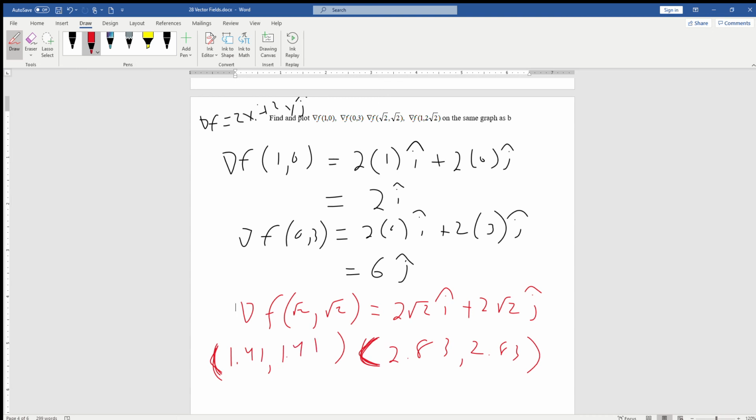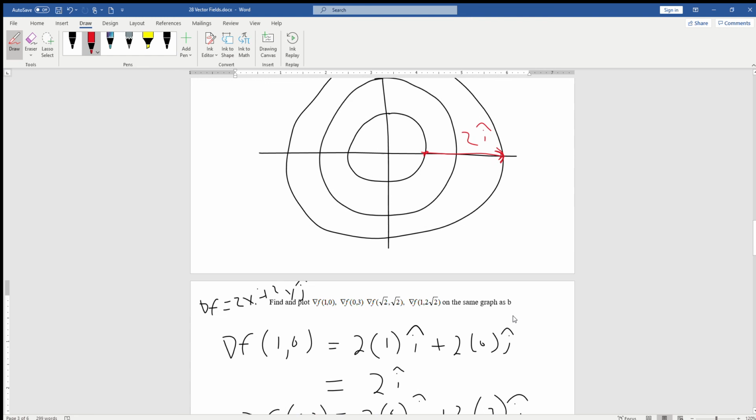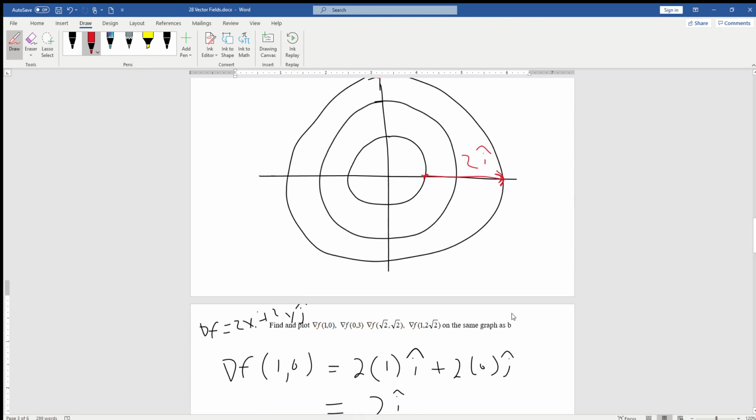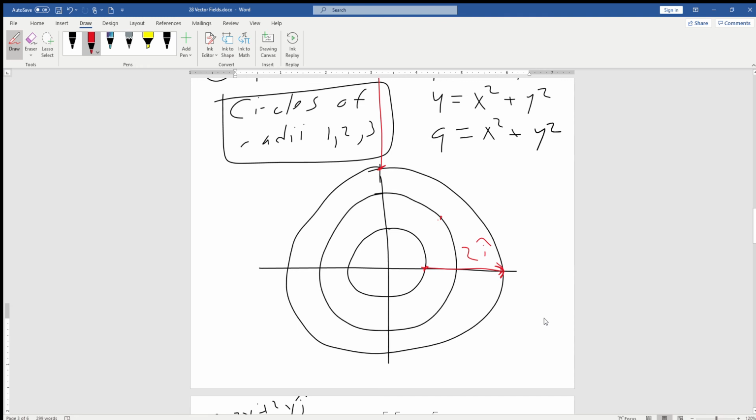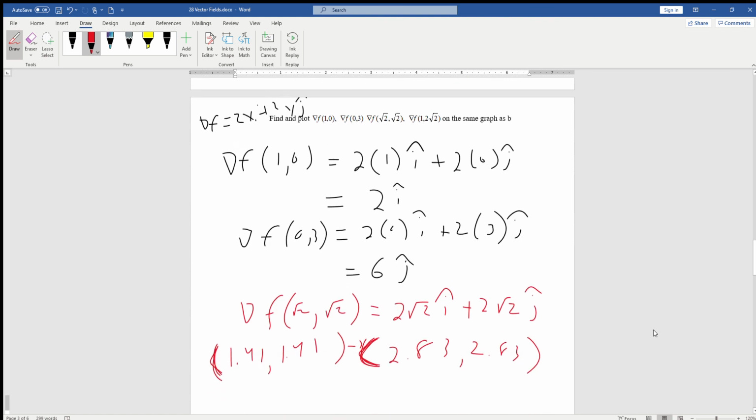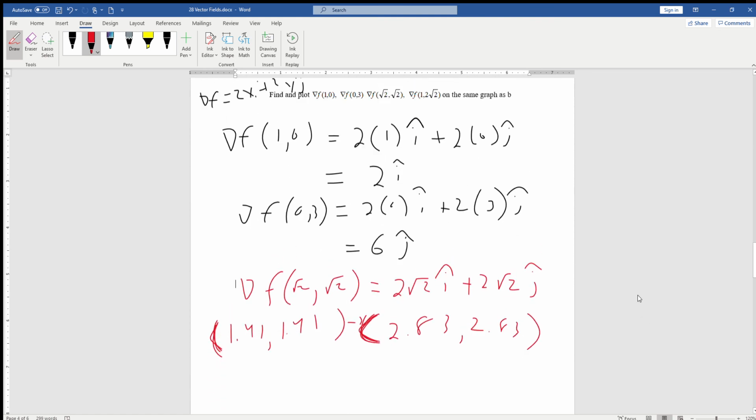And then this just tells us how far we're going to move in each direction. So we're basically going to move about 3 to the right and 3 up from the point (1.41, 1.41), which is about (1.5, 1.5). That's about right here. And we're going to move 3 to the right and then 3 up, approximately. So we're going to get a vector that probably looks something like this. Okay, so this should be 2 roots of 2i plus 2 roots of 2j.